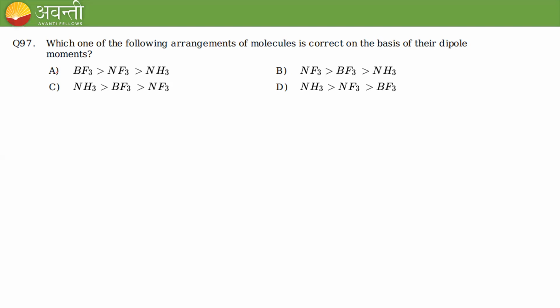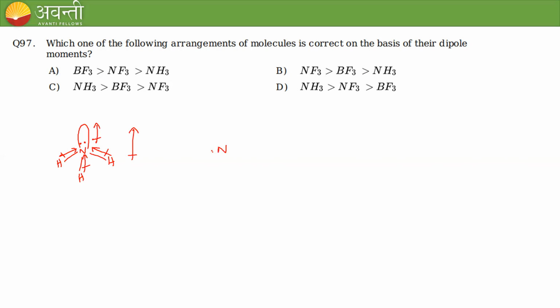Coming to question 97, which one of the following arrangements of molecules is correct on the basis of their dipole moment? Three compounds are given. We have to find the correct order of the dipole moment. Let me draw the structure. Let me draw NH3. Nitrogen has one lone pair. Nitrogen is more electronegative compared to hydrogen, so all the electrons will move towards nitrogen and the lone pair will pull the electrons towards itself. So here the net dipole moment is in the upward direction.